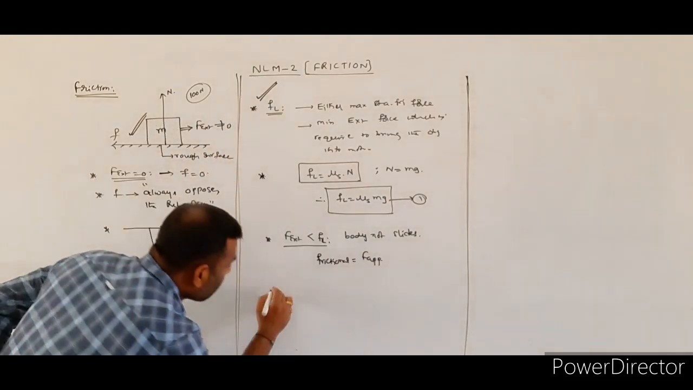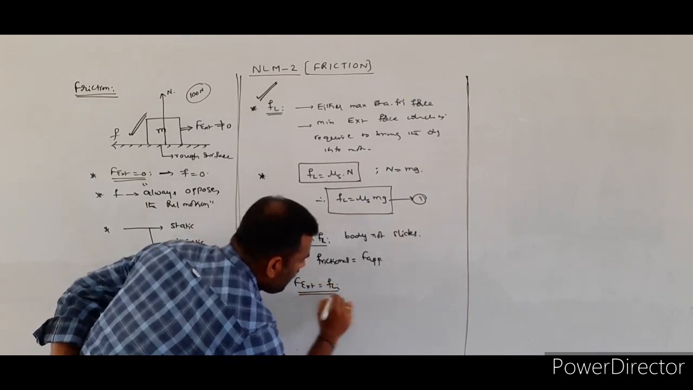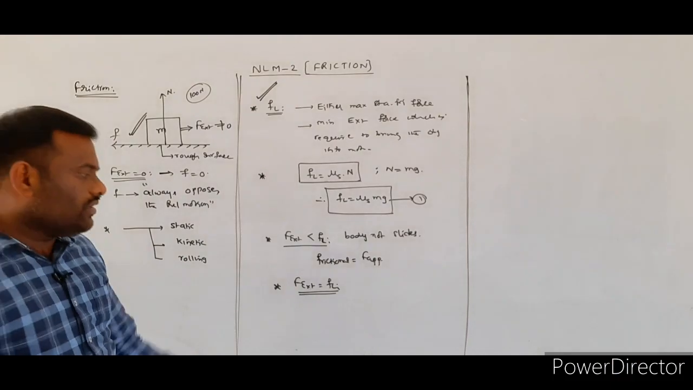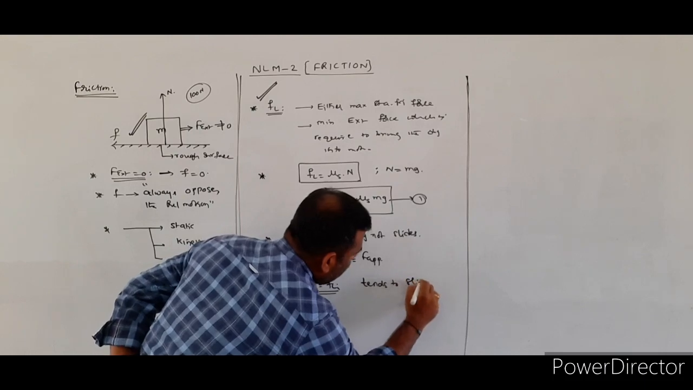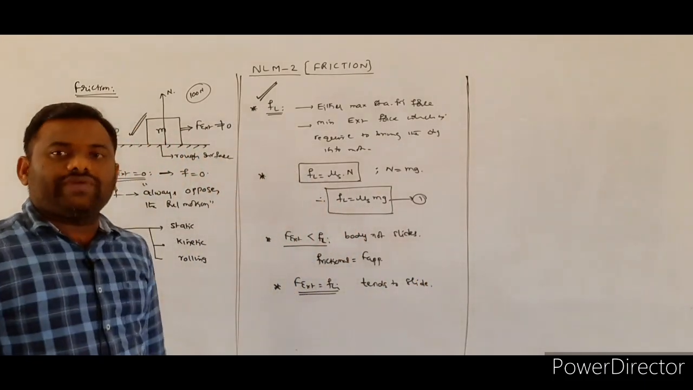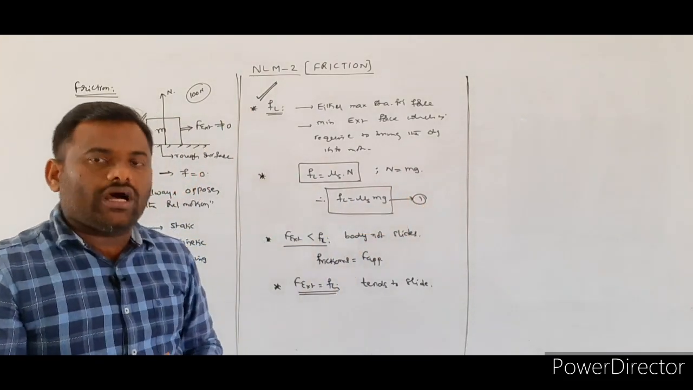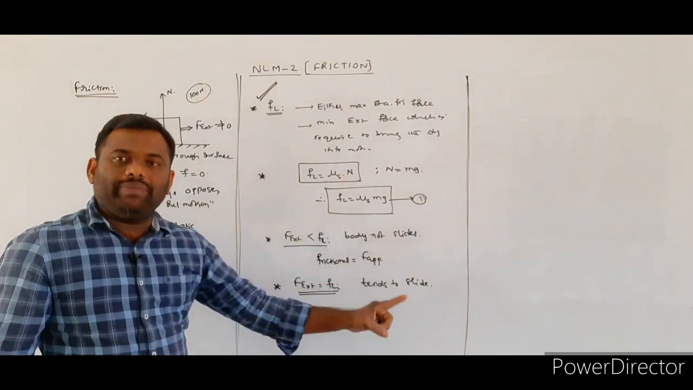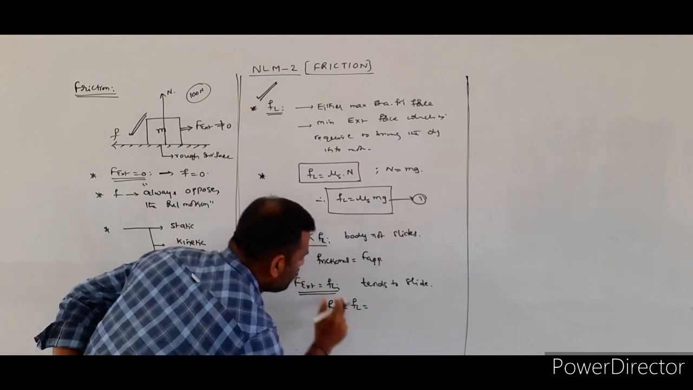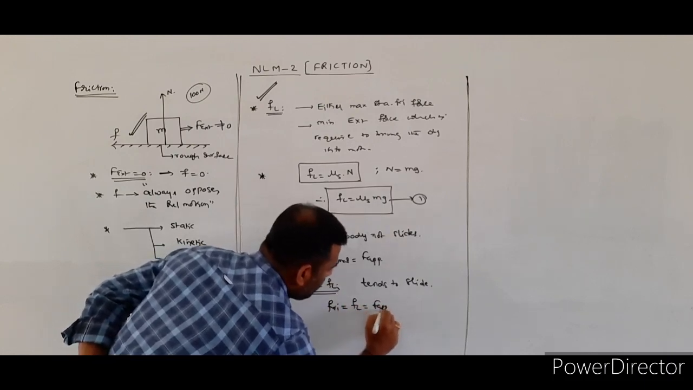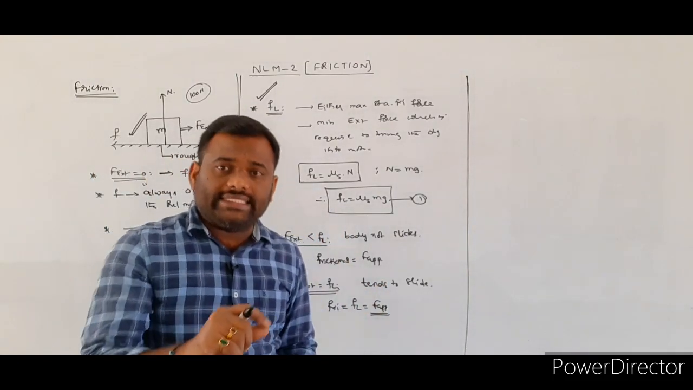Next, if the applied force value, the external force value, is equal to the limiting friction, then the body tends to slide. Whenever the applied force value is equal to the limiting friction value, that is the minimum force that is required to bring the object into the motion, and at that time the body tends to slide. In this case, the frictional force value is equal to either the limiting friction or F applied. The body will not be in the motion, but it is ready to move.